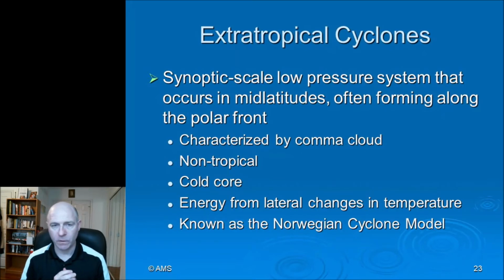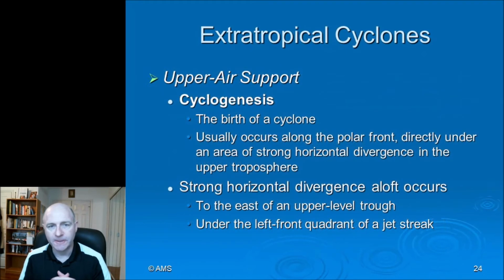And by polar front, we mean the main boundary between colder air to the north and the relatively warmer air to the south. You oftentimes see them shown in satellite imagery as a comma cloud. They are non-tropical, which means they're cold core. They're getting their energy from the lateral changes in temperature over a horizontal distance. Tropical systems, which we'll talk about, get all their energy from warm ocean water. All right, we'll get more to that. But again, this is the classic Norwegian cyclone model that was developed about 100 years ago.